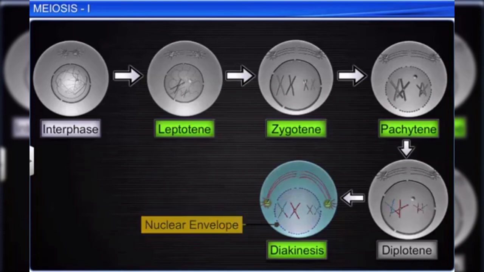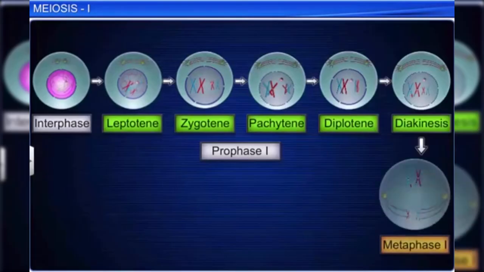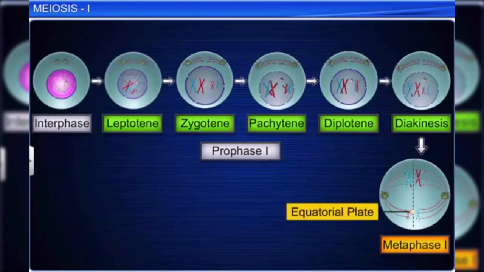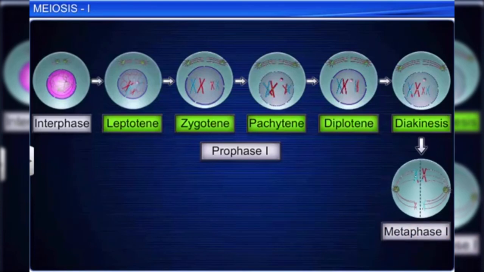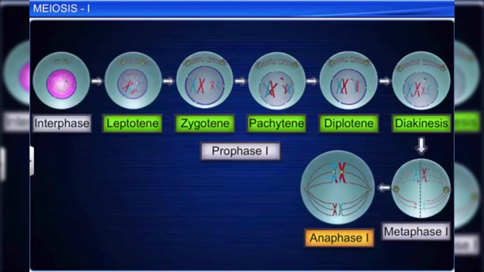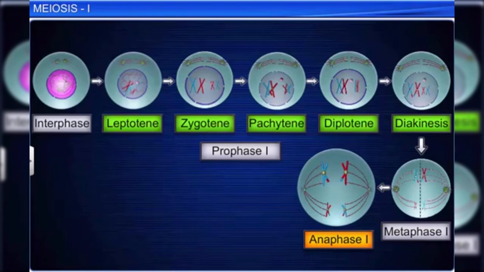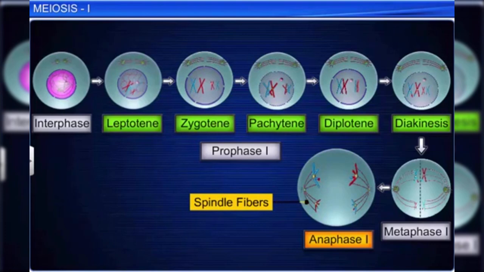Now, in metaphase I, the chromosomes line up along the equatorial plate of the cell and the spindle fibers get attached to the kinetochores of the homologous chromosomes. Metaphase I is followed by anaphase I. In this phase, the chromosomes pull apart from each other along the spindle fibers and move to opposite ends of the cell. The chromosomes are still double-stranded with two sister chromatids connected at their centromeres. This marks the end of anaphase I, which is then followed by telophase I.